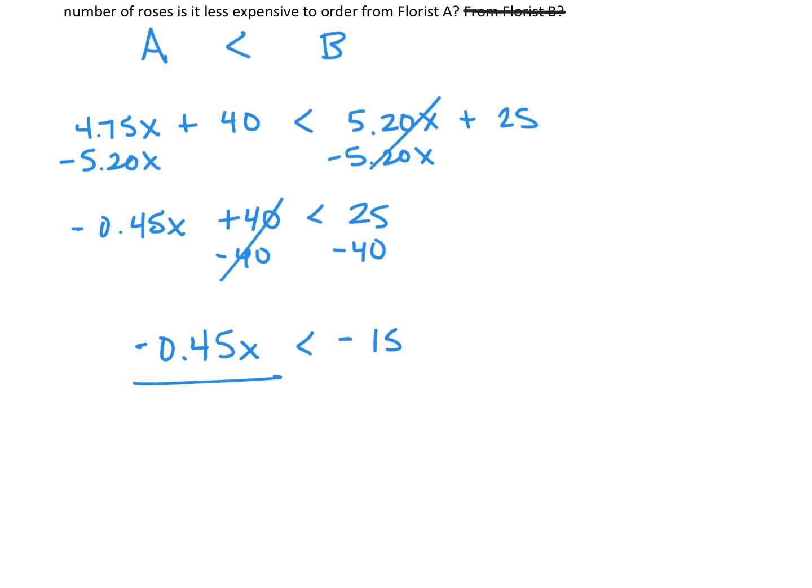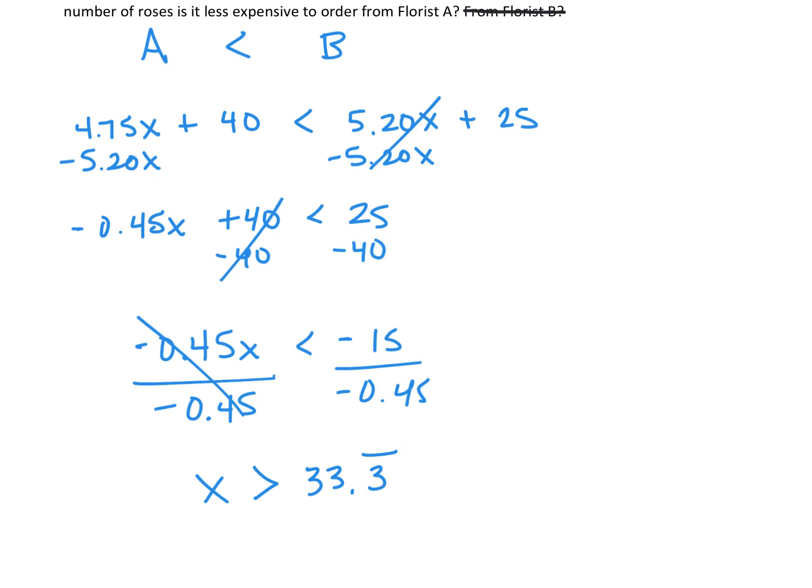Solve for x, we're going to divide both sides by a negative 0.45. What are we doing? Ding, ding, ding, ding, ding. We are dividing both sides by a negative number, so our inequality, less than, is going to switch to a greater than. So here's what I'm talking about. This less than switches to a greater than. Negative 15 divided by negative 0.45. That does turn positive, and you get 33.3 repeating on this one.